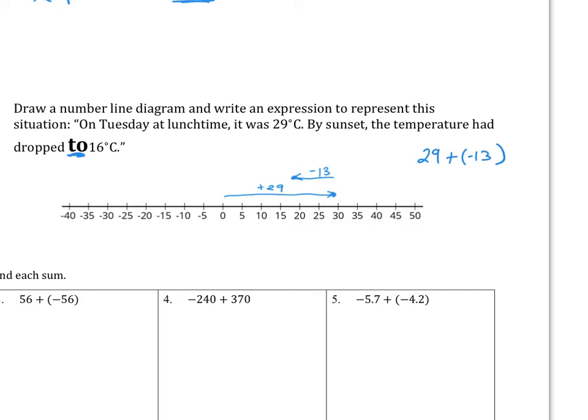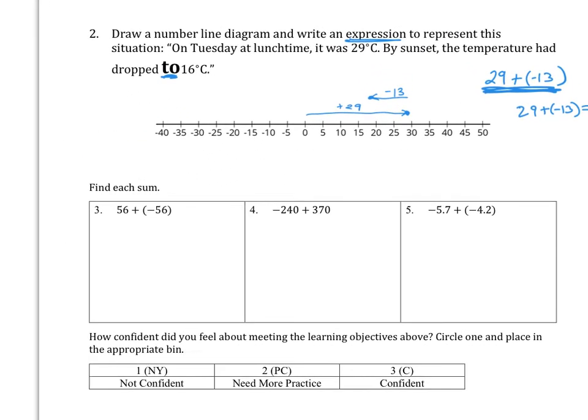Now, if you actually wrote an equation, it's not the end of the world, right? Your equation would just be 29 plus negative 13 equals 16. But it really only wanted an expression, so I really only needed this right here. But if you wrote the equation, that's fine as well. All right, so that was lesson 2's part of the cool down. Let's take a look at lesson 3.